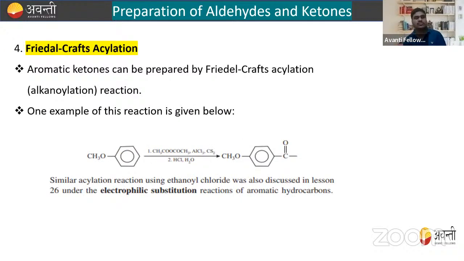Now the next method, which is also very important, is the Friedel-Crafts acylation. Basically, aromatic ketones can be prepared by Friedel-Crafts acylation, that is an acylation reaction. Let's see an example of this reaction. Here we have OCH3, like we can say we have an anisole. So we have CH3O, and when it is treated with CH3COCl or COCH3, AlCl3, CH2, and HCl and H2O, then we get this. Similarly, the acylation reaction using ethanoyl chloride was discussed in the previous lesson under electrophilic substitution reaction, right?